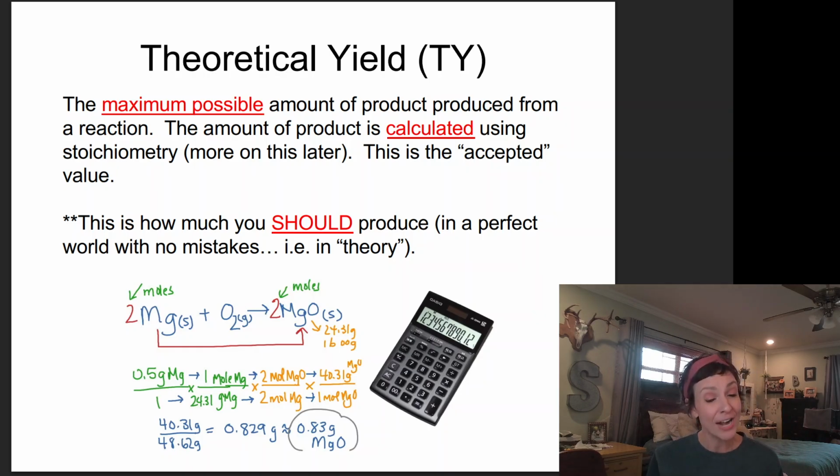So the amount of product is actually calculated using this concept of stoichiometry. Like I said, more on that later. But this is what is known to be the accepted value, okay? So the theoretical yield is how much you should produce in a perfect world with no mistakes. In other words, in theory. So we know that we are not perfect scientists. There are things like sources of error all the time when we do a lab. So our actual yield will be different than our theoretical yield. But our theoretical yield is how much I should produce in a chemical reaction.